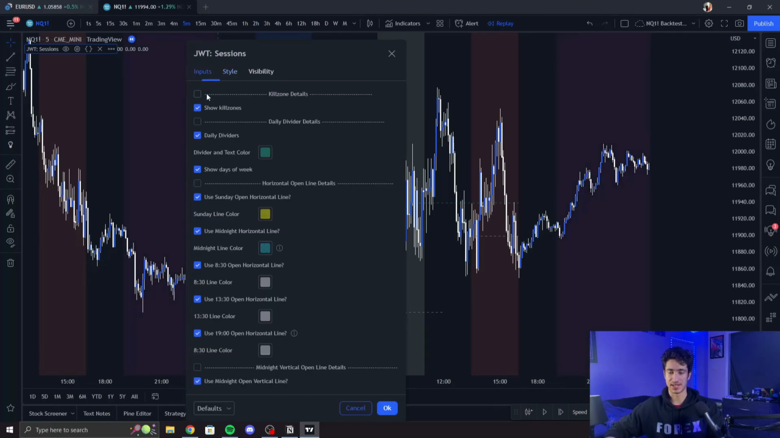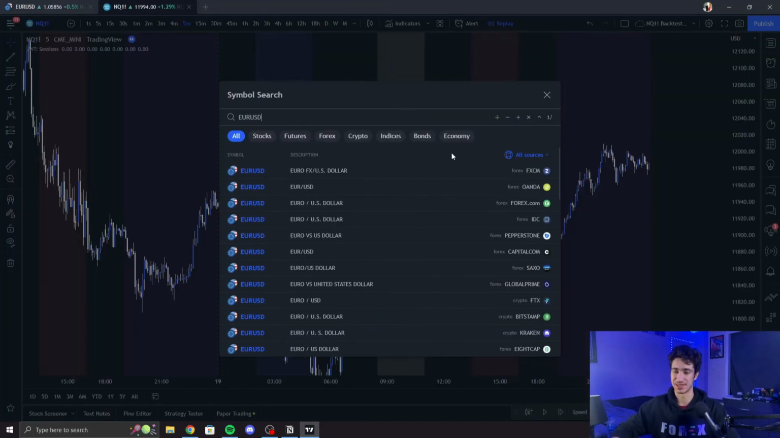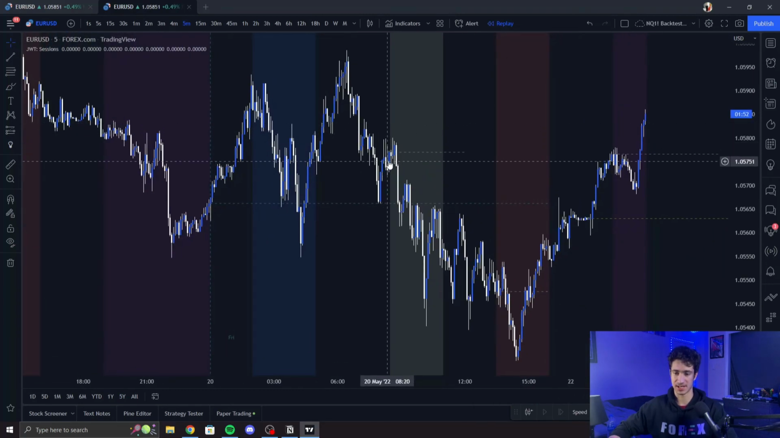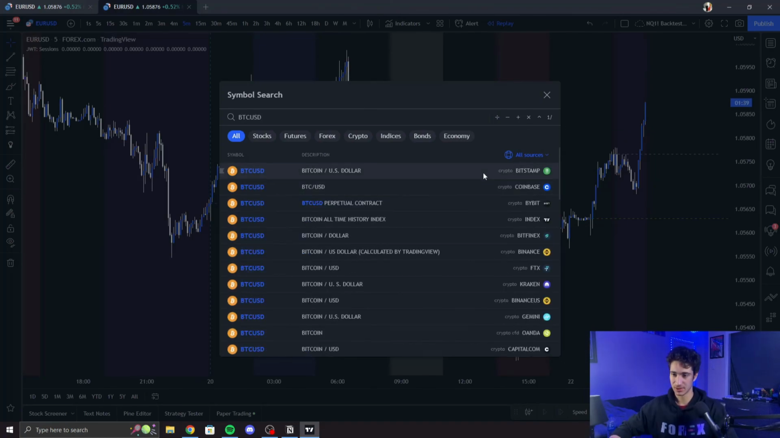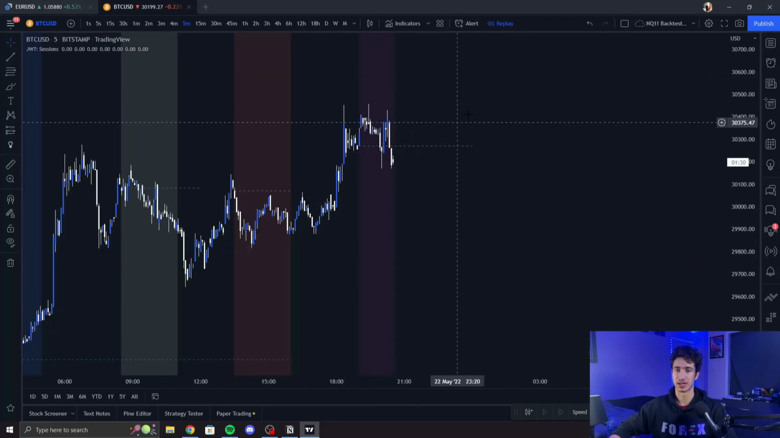A quick note about the Asian session. There is an Asian session line. Since I'm on a NASDAQ futures contract, it's disabled automatically. This is for your safety. Don't trade the Asian session during indices because it's going to be garbage. If I go to something like EUR/USD, you can see that this line is on here, as well as the weekly. And then these times automatically update to 8:30. Let's go to Bitcoin. We'll use Bitstamp. And then this is automatically updated, and it does include the line for Asia.